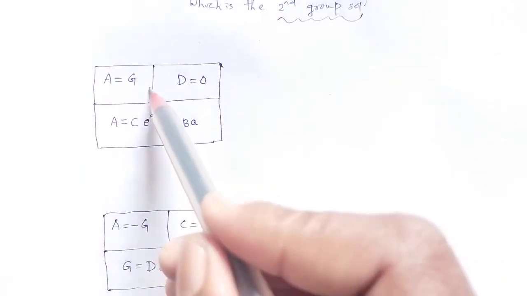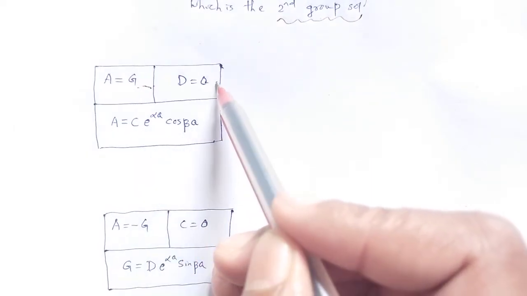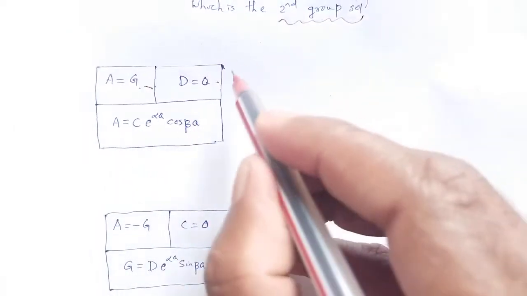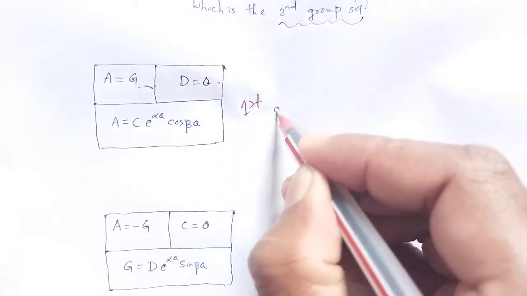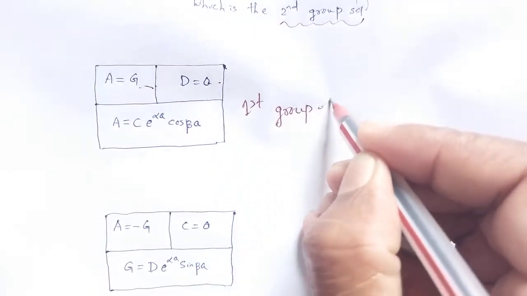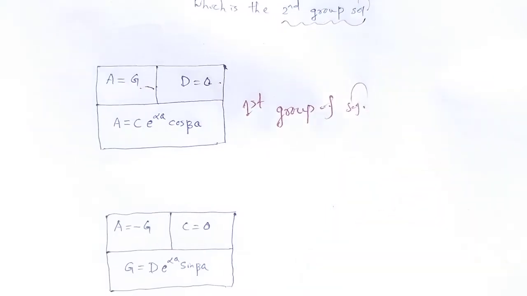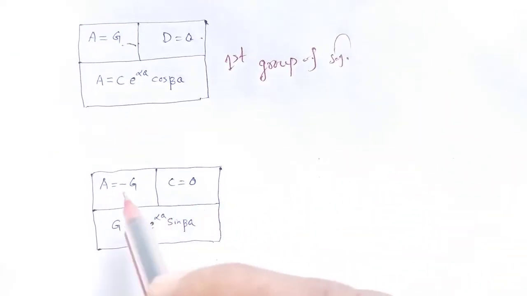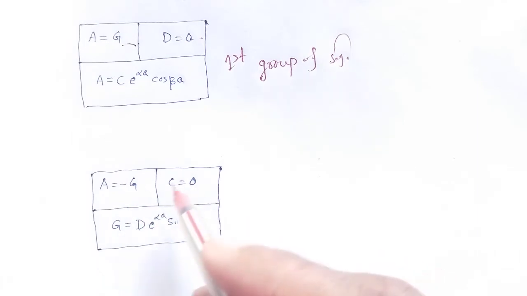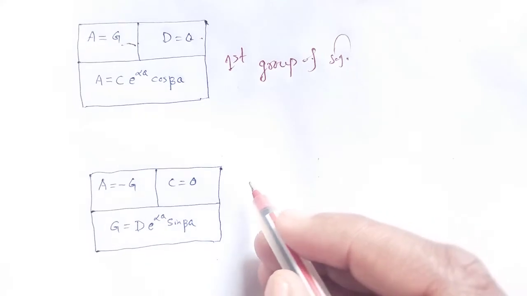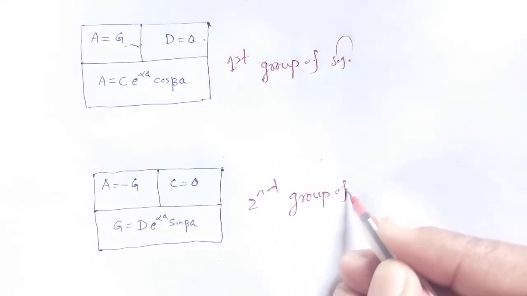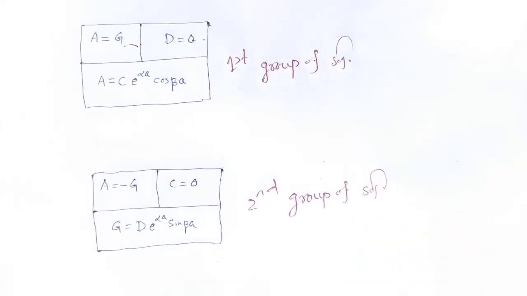From the first group of solution, A is equal to G and D is equal to 0. Therefore, A is equal to C e to the power alpha a cos beta a. That is the first group of solution. In the second group of solution we derived A is equal to minus C and C is equal to 0. That means G is equal to D e to the power alpha a sin beta a. That is the second group of solution.